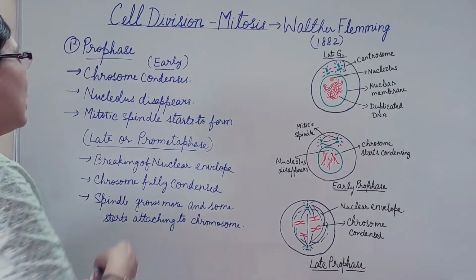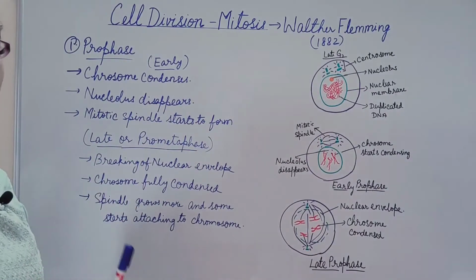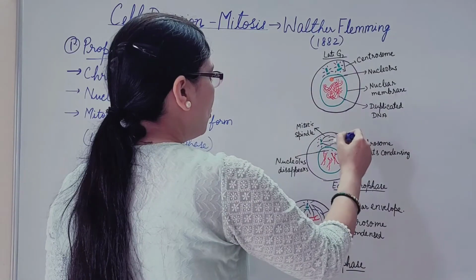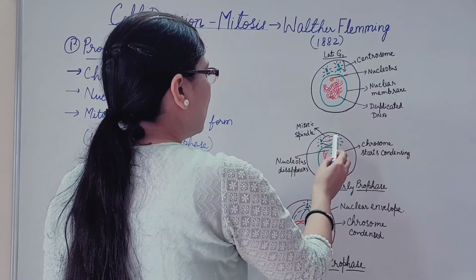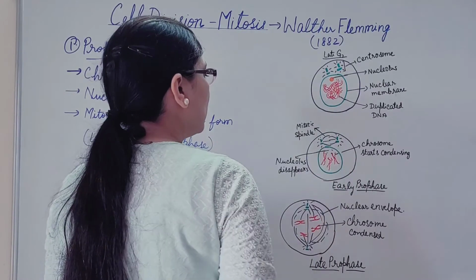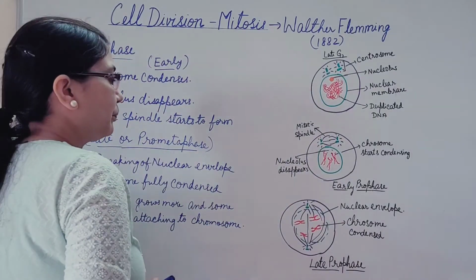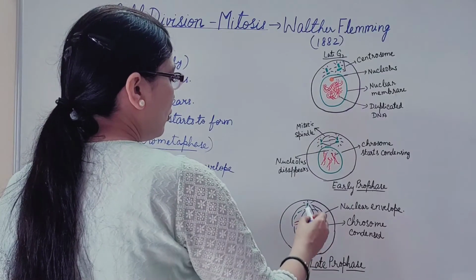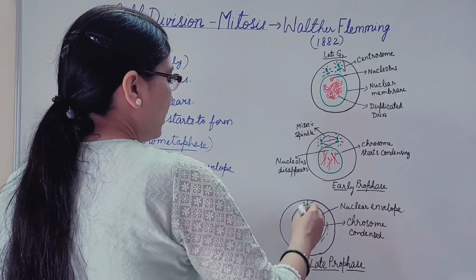Then comes the first substage of the mitosis, prophase. Prophase is further divided into early prophase and late prophase. Late prophase is also known as prometaphase. First of all, the chromosome starts condensing, nucleolus disappears and centrosome moves little apart and mitotic spindles are formed. Later on, nuclear envelope breaks down, centrosome moves towards the pole and the mitotic spindles starts forming.